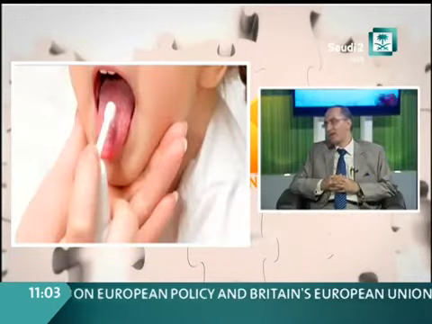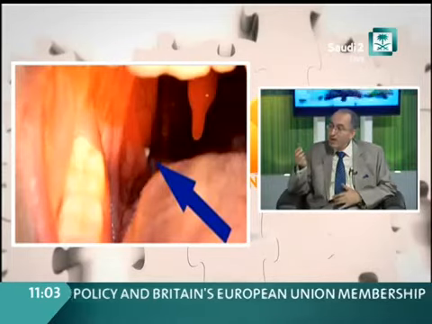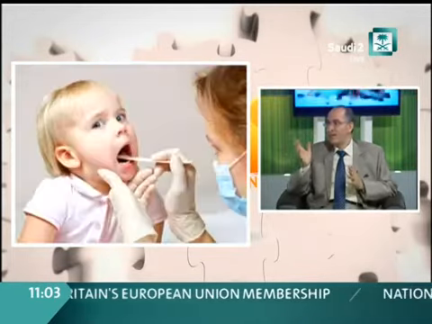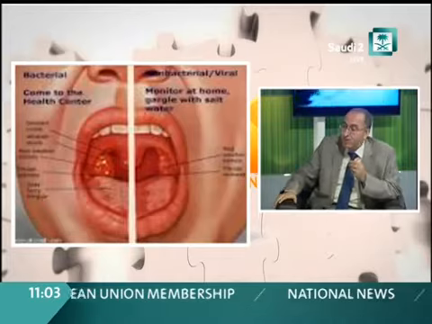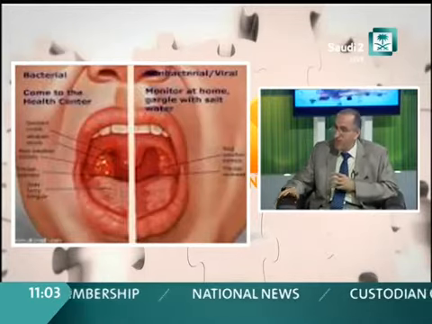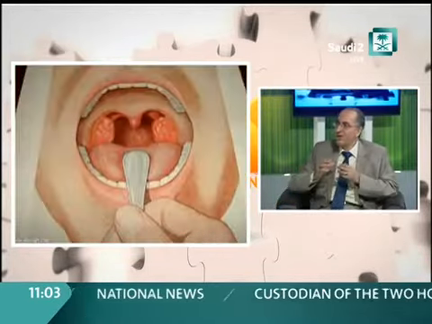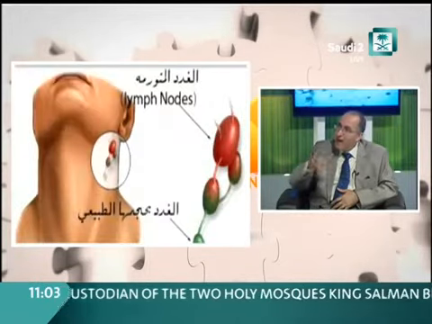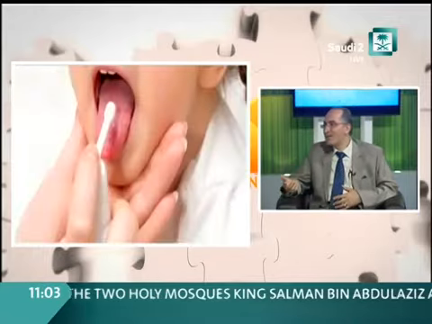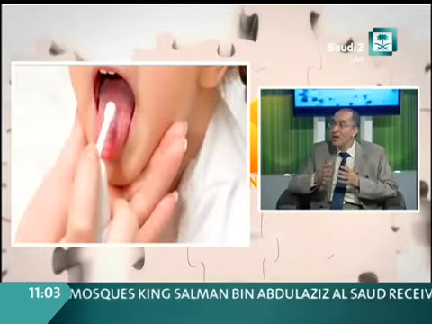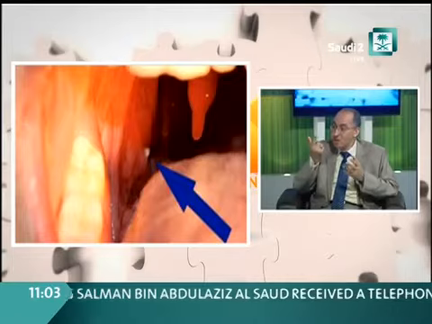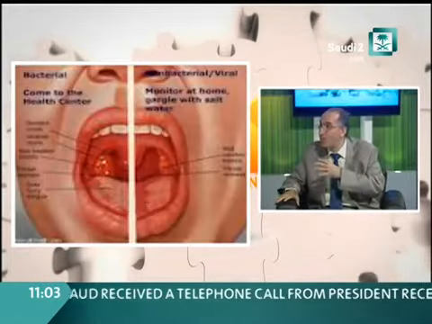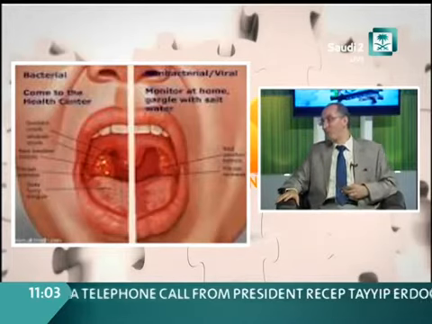Tonsillitis is not hereditary. Many people think tonsillitis is hereditary. Tonsillitis is an infection. People think it is hereditary because more than one child within the same family may have recurrent tonsillar infection, or more than one child within the same family may have had their tonsils removed. But it is not a proof of being hereditary.